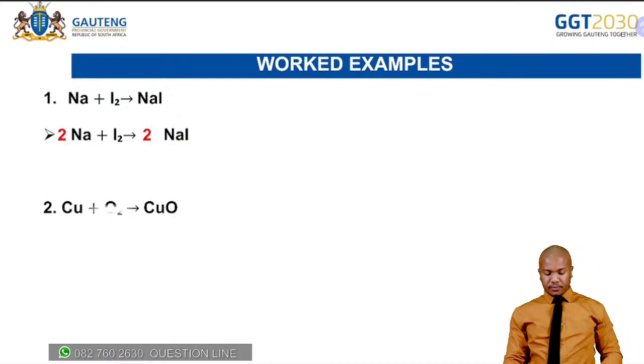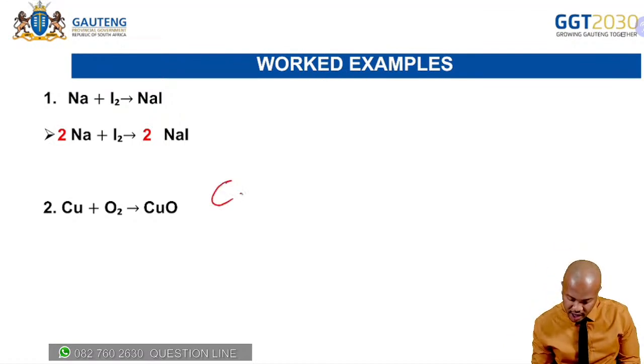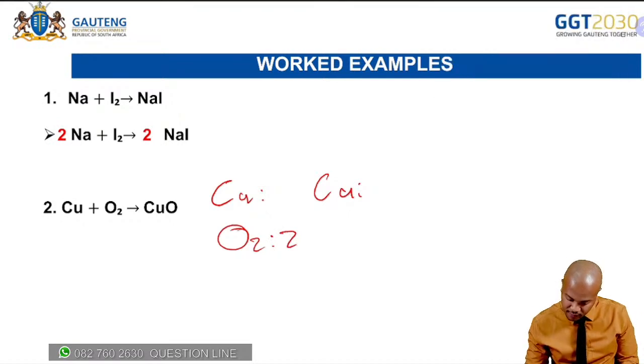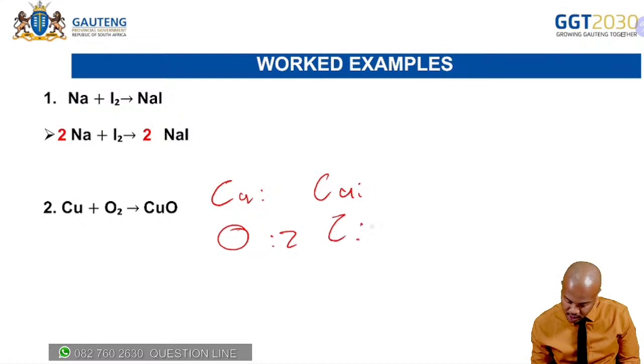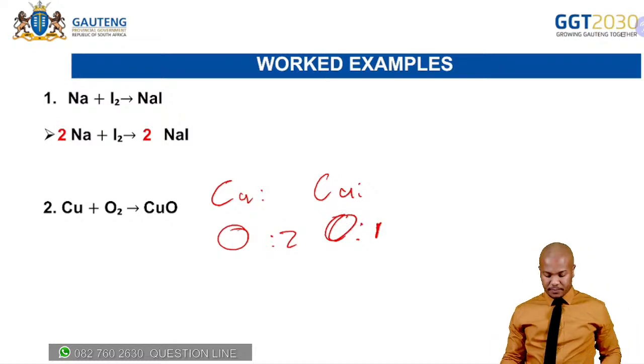Example number 2. We have copper plus oxygen forming what? Copper oxide. This does not balance, right? Why? This is because you have copper on your reactant side, copper on your product side, and you also have oxygen on the reactants, which is 2, and you have oxygen on the product side, which is 1. So let's try and balance this equation.